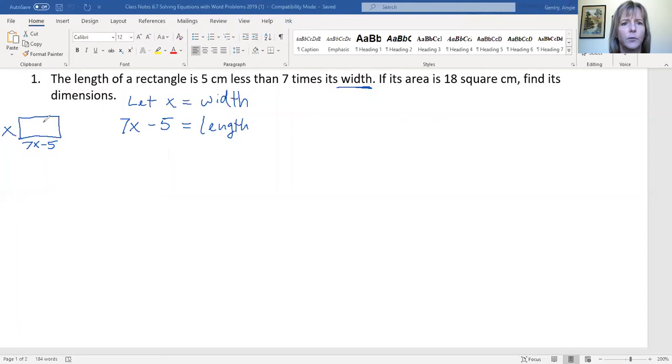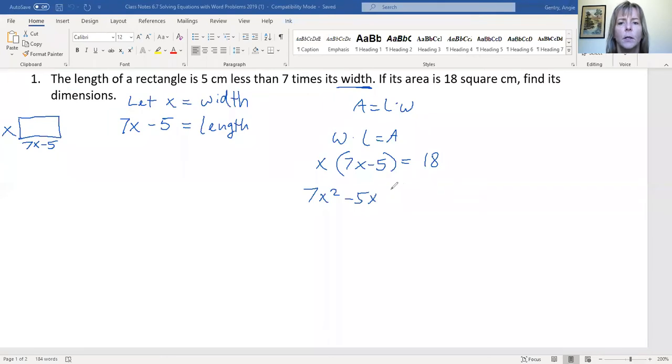Sometimes if it's a triangle, you use a different formula than you do for a rectangle. But what is the rectangle formula? Area is length times width. Everybody agrees with that. I could write that as width times length equals area, because I maybe want it to look like this. And then I'm going to replace width with X. I'm going to replace the L, the length, with 7X minus 5 equals the area, which is 18. Don't put squares, don't put anything else in here like that. Then you're going to solve this equation. Well, this turns into 7x squared minus 5x equals 18.